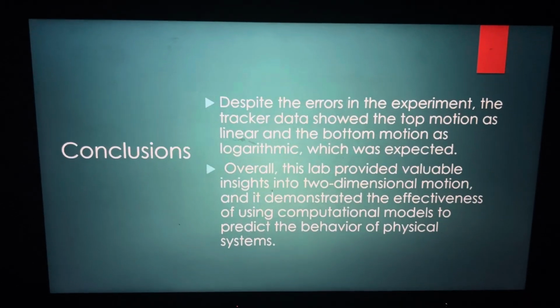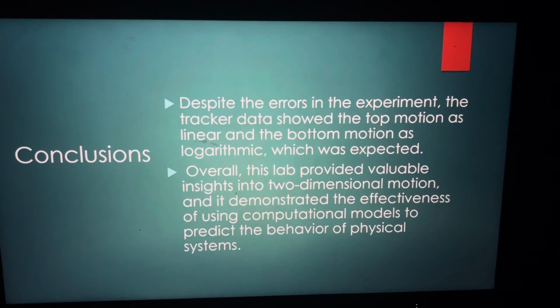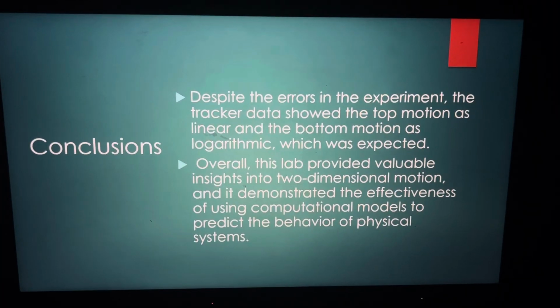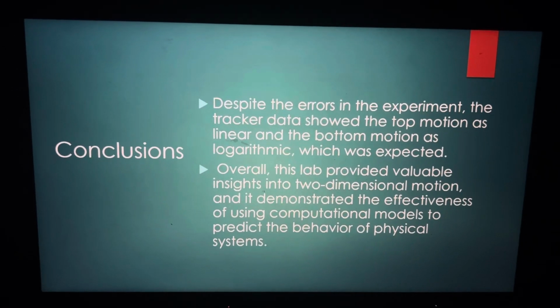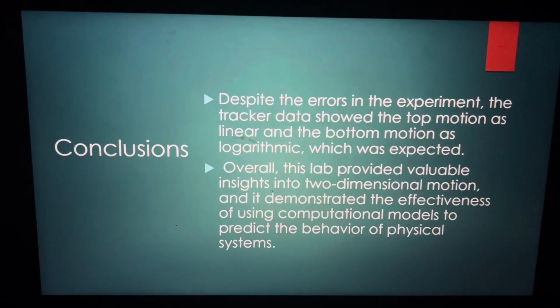Despite the errors in the experiment, the Tracker data showed the top motion as linear and the bottom motion as logarithmic, which was expected. Overall, this lab provided valuable insights into two-dimensional motion, and it demonstrated the effectiveness of using computational models to predict the behavior of physical systems.